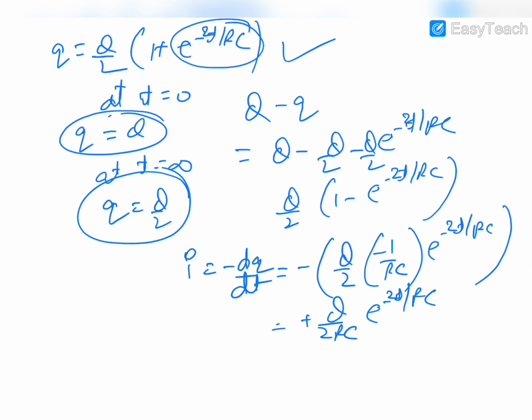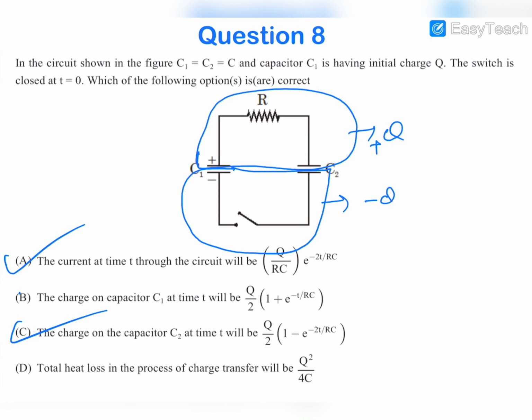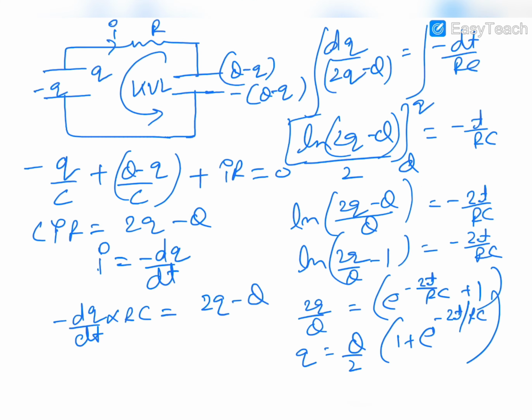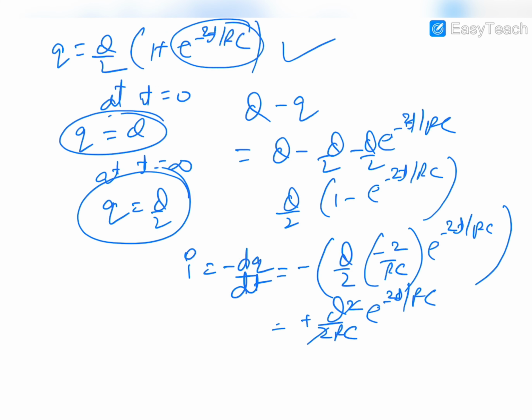Now option A, when I differentiate it, there would be a 2 also here. So 2, so cancelling this 2 with 2, A is also correct. Q by RC e to the power minus 2t by RC. So this is I is equal to Q by RC e to the power minus 2t by RC.